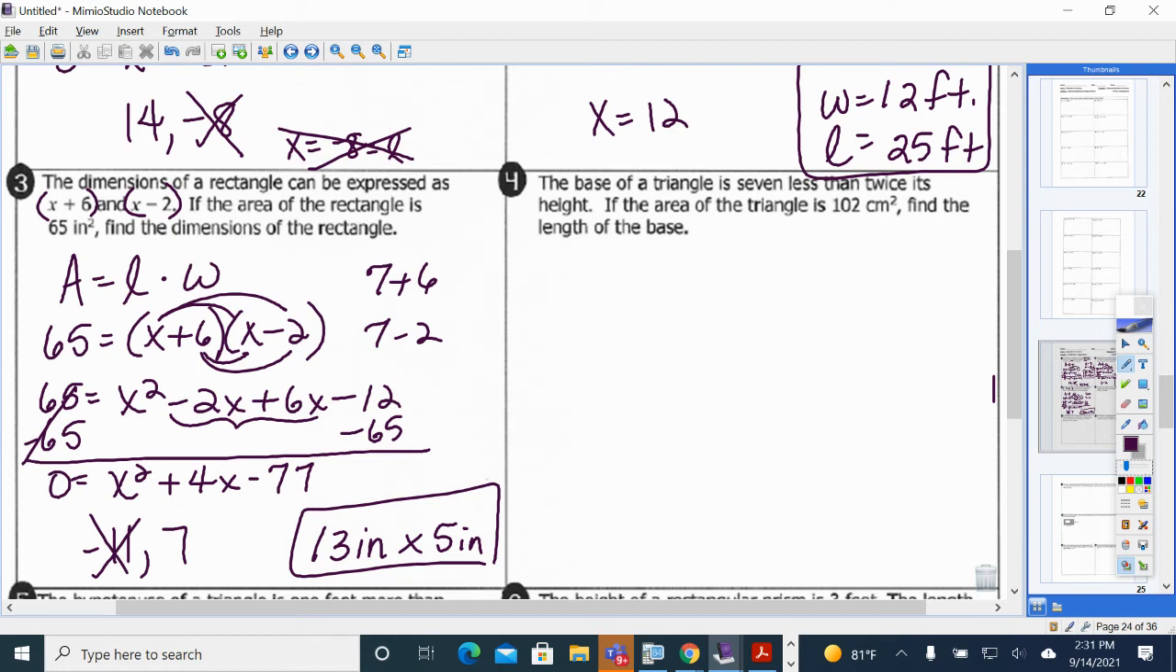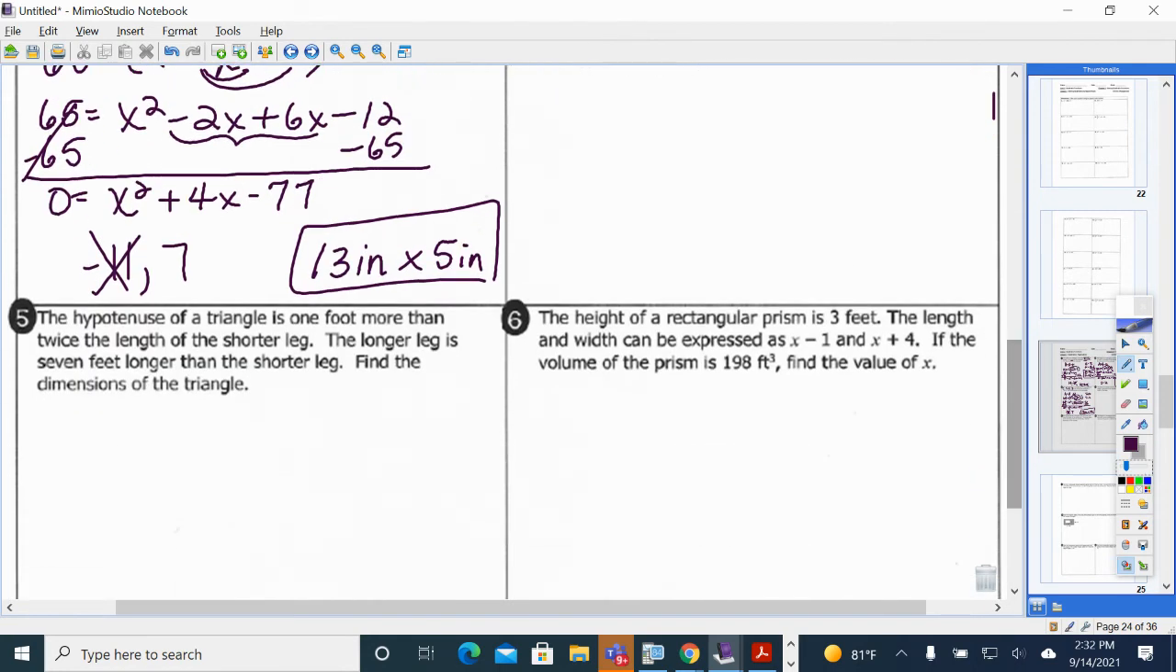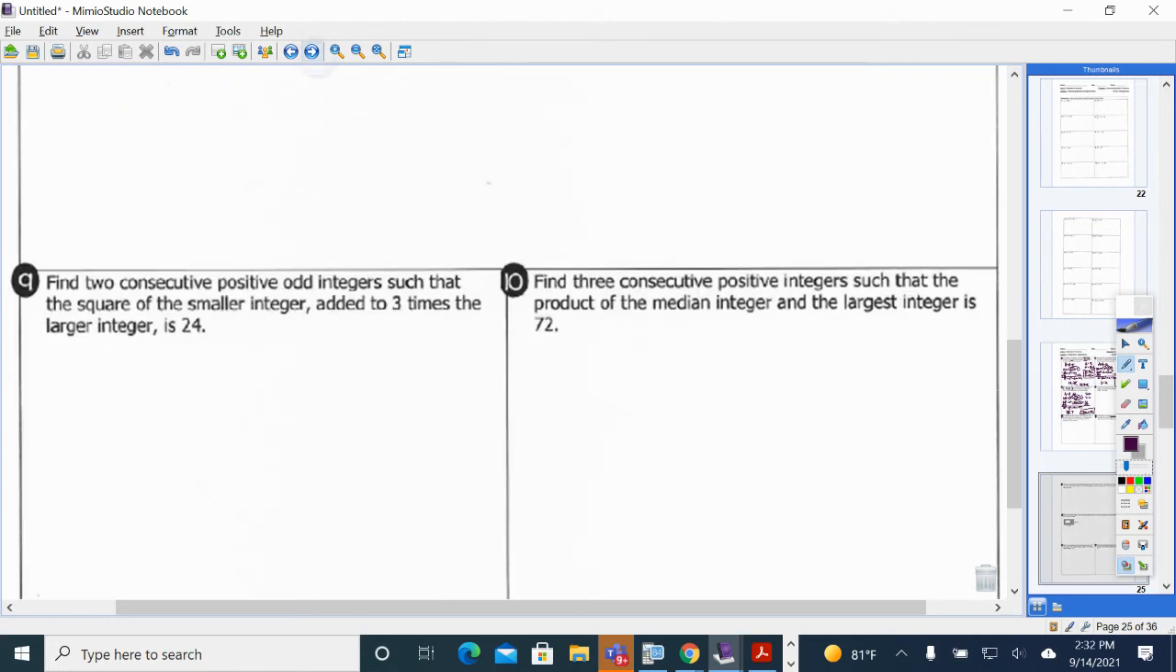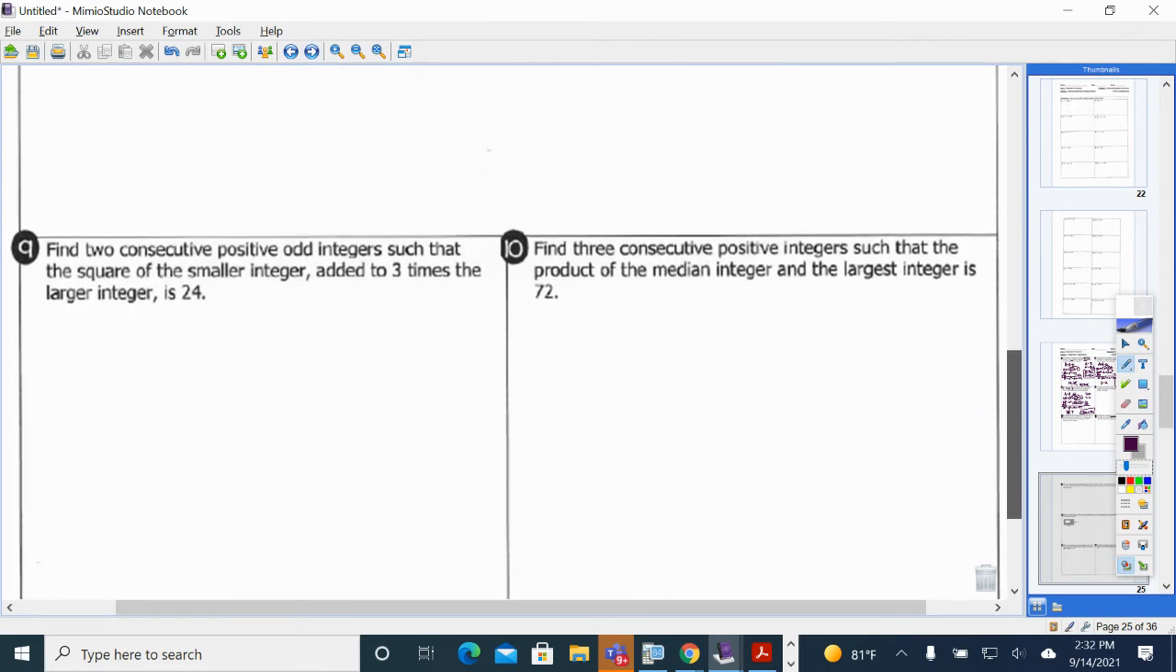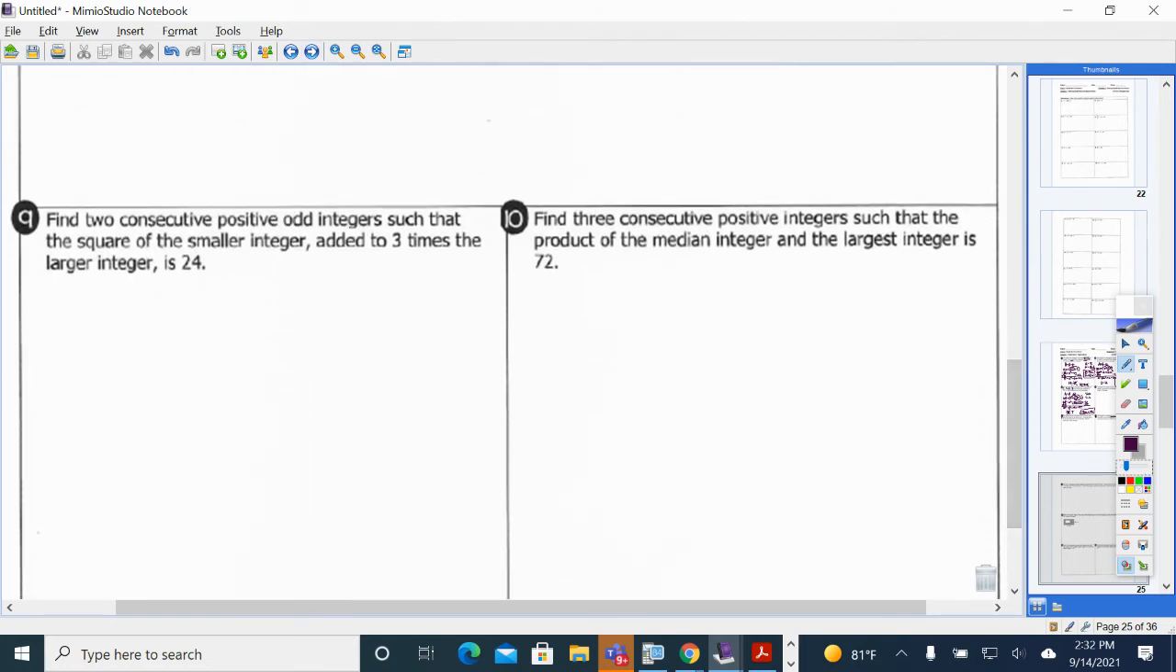We are going to talk about number 4 later. We're going to completely skip number 5. And number 6 is talking about a rectangular prism, so we're going to skip that one as well. And I'm going to jump to the consecutive integers, number 9 and number 10. We can talk about 7 and 8 later as well.